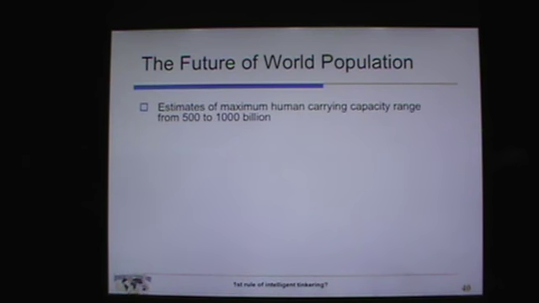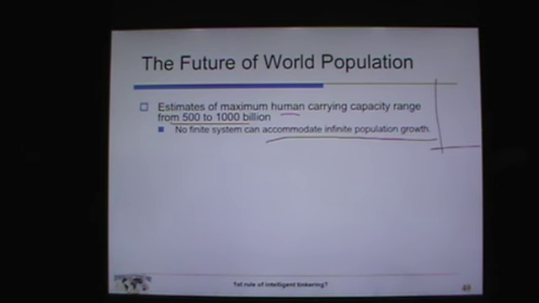So what is the future of world populations? There are estimates that the maximum human carrying capacity is a lot more than we have on the planet today. Let that number sink in. That's a lot of people. 500 billion to a million, 1,000 billion. 1,000 billion, I think, is also a trillion. It's kind of a British thing. Anyway, no finite system like we have on the Earth, we only have one Earth, one planet, can accommodate infinite population growth. We are still growing like this.